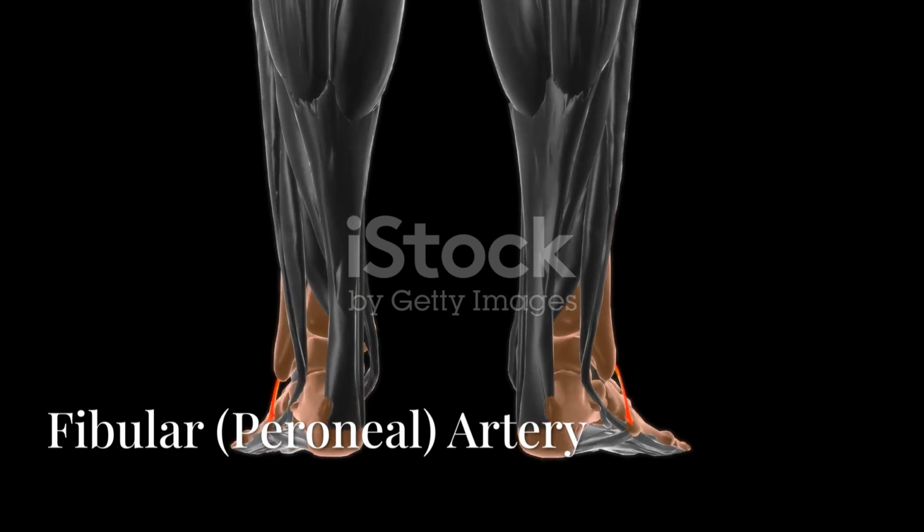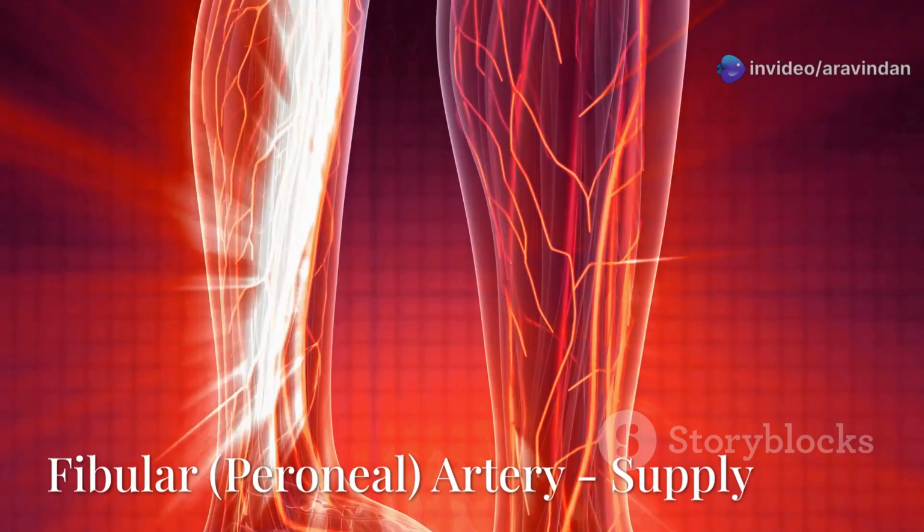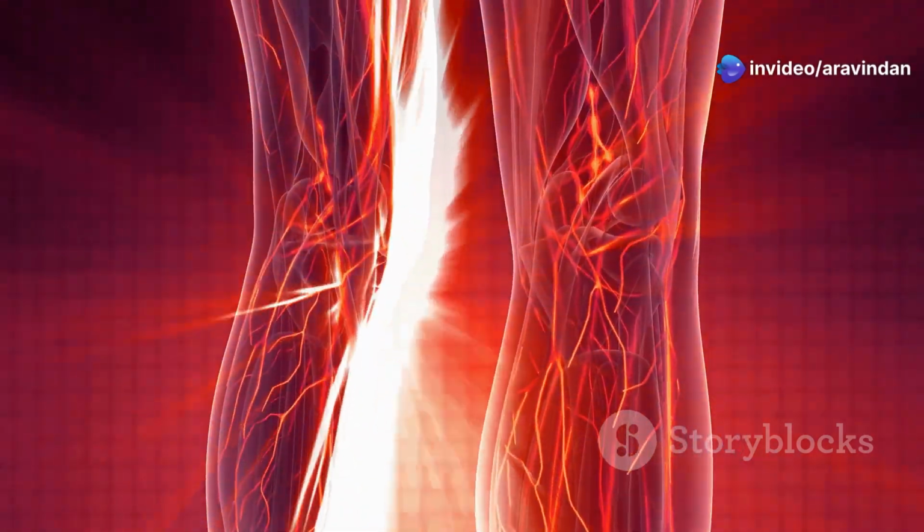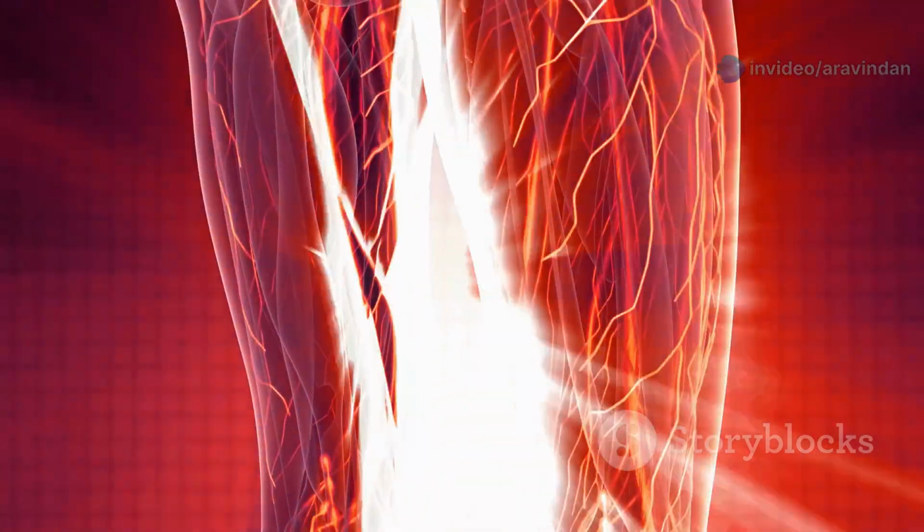4. Fibular (peroneal) artery, from posterior tibial. Supplies the lateral compartment of the leg. It also gives perforating branches that contribute to ankle anastomosis.